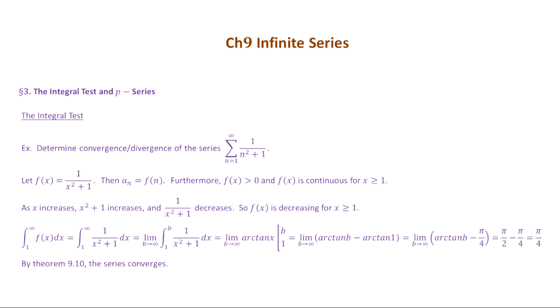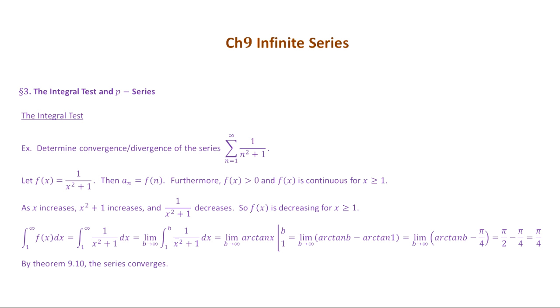Well, obviously this function is positive, everything in this 1 over x squared plus 1, and it is continuous. Obviously, there's nothing that makes the function's denominator 0. And also obviously the function is decreasing, because when x increases, x squared increases, and x squared plus 1 increases, and 1 over x squared plus 1 decreases.